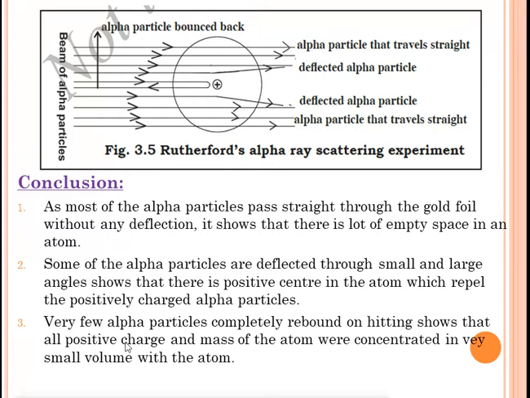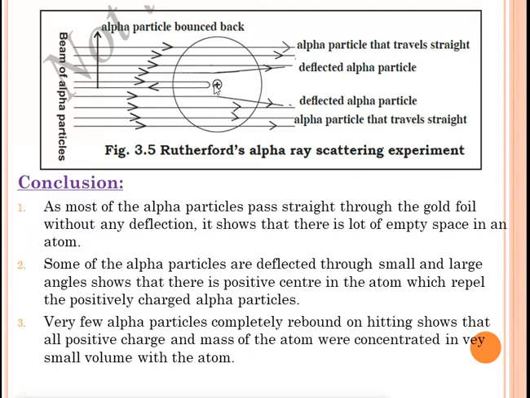And the fourth point, very few alpha particles completely rebound on hitting, which shows that all the positive charge and mass of the atom were concentrated in a very small volume within the atom. Means a few of the alpha particles are going back. In this arrow you can see this alpha ray particle is going back in the original path. By this, he concluded that the very small mass of the atom is concentrated in the form of positive charge.